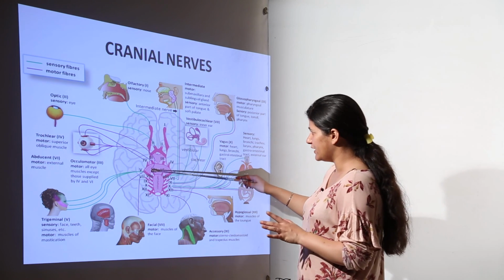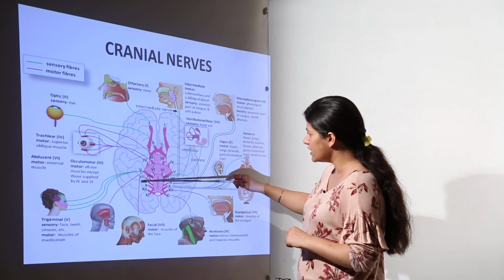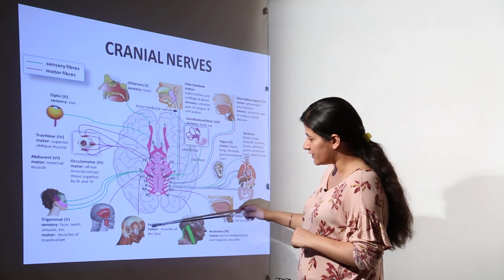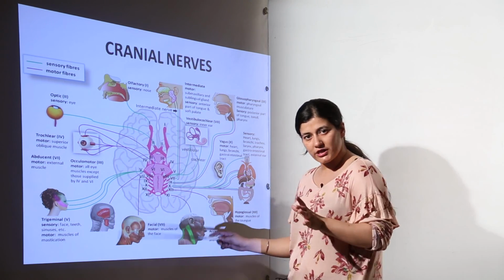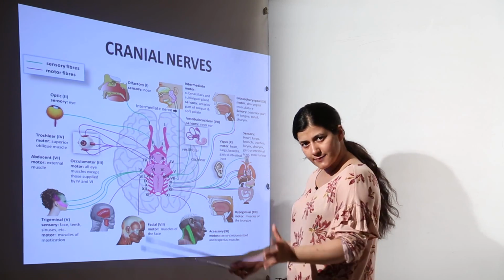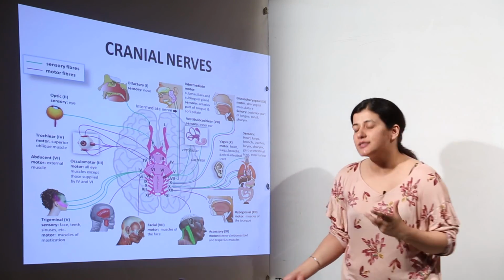Moving further, the sixth we have already done, that is the abducens. Now we come to the seventh cranial nerve, that is the facial nerve, and the facial nerve happens to be motor. The name suggests that it is going to deal with the face muscles.